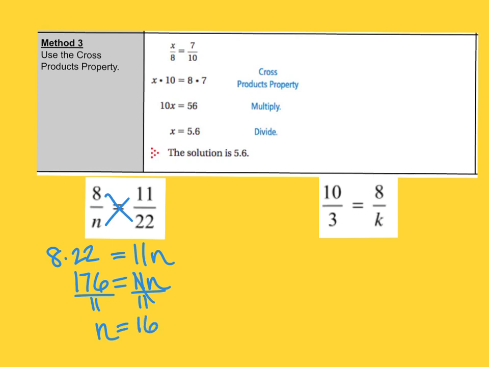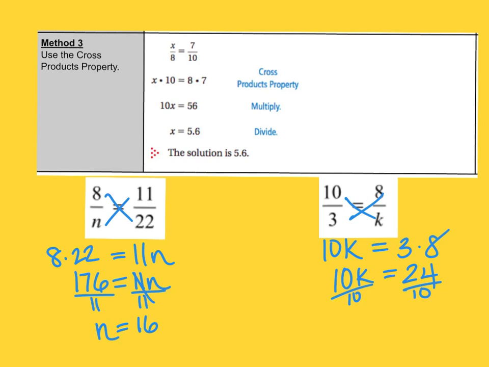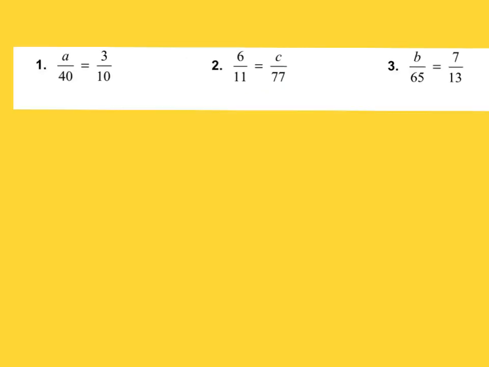Here we have 10 to 3 is equivalent to 8 to k, so we're going to do cross products again. We have 10k is equivalent to 3 times 8, so we end up with 10k is equivalent to 24. K is being multiplied by 10, so we're going to divide by 10. Those will cancel out, and k equals 2 4/10.